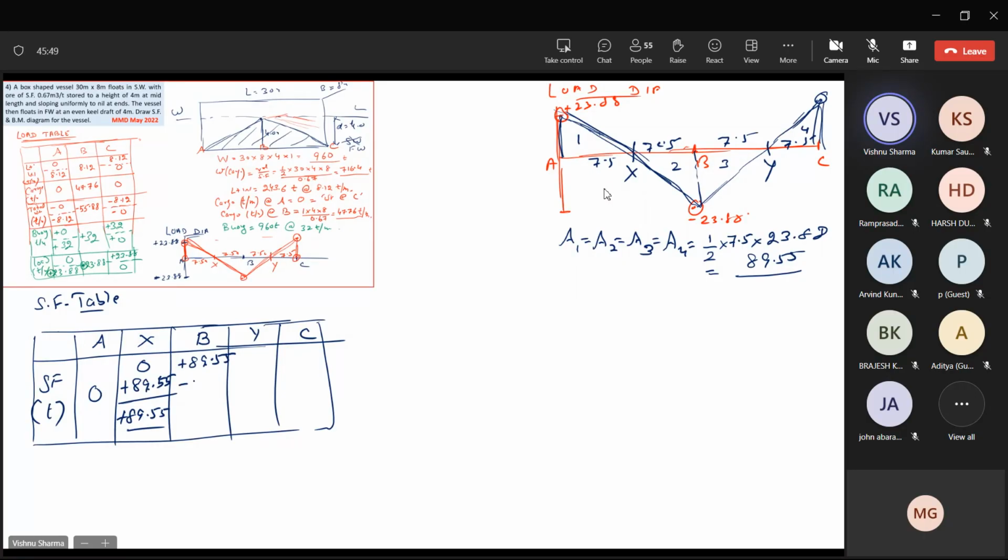And then we have change taking place, minus 89.55, becoming 0 at B. We carry forward 0 and then minus 89.55 becoming minus 89.55 at Y. We carry forward this minus 89.55, and then we have plus 89.55 becoming 0.